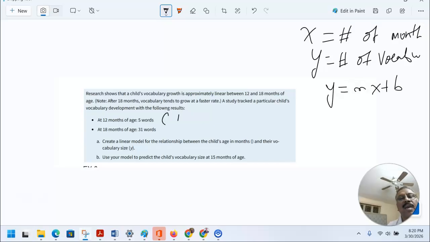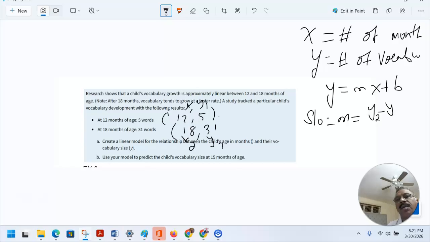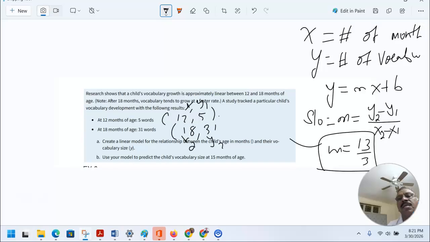And this was 12 is 5, remember? And this was 18 is 31. So this itself is like x1, y1. And this is x2, y2. And you just have to use a slope, which is m. So y2 minus y1 over x2 minus x1. So you can use this and get the same answer, like 13 by 3. Okay, and then put this in the equation and you get y equals 13 by 3 x plus b.